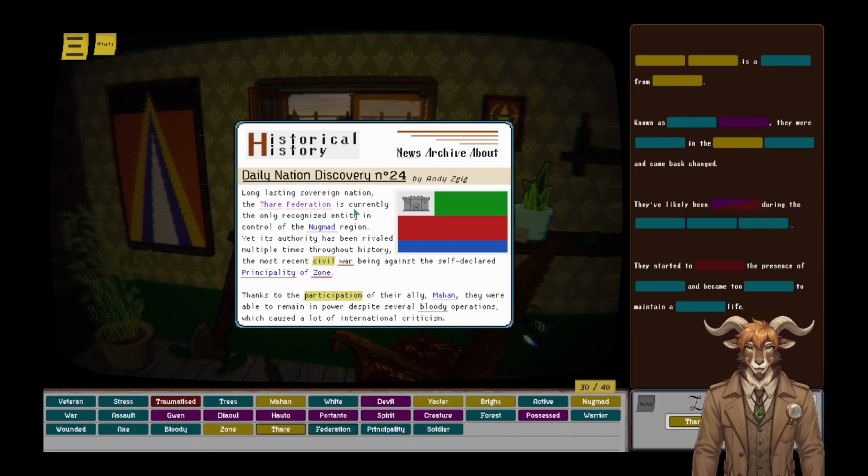Long-lasting sovereign nation, the Thare Federation is currently the only recognized entity in control of the Nugmad region. Its authority has been rivaled multiple times throughout history, the most recent civil war being against the self-declared Principality of Zone. Thanks to the participation of their ally Mahan, they were able to remain in power despite several bloody operations, which resulted in a lot of international criticism.